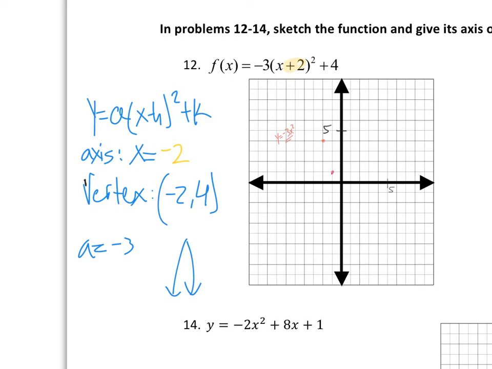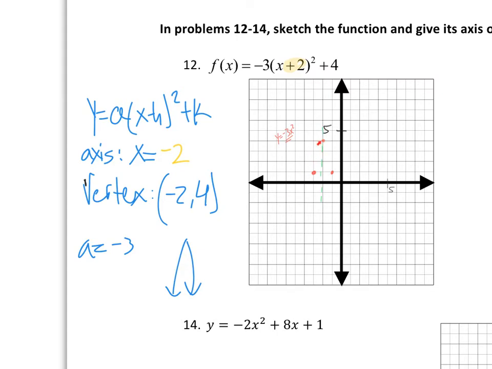We know our axis of symmetry is right through here. It goes through the vertex. It's a vertical line. And so across on the other side is a reflection point. All right, so now, if we want to find our next points, because 5 points is best. 5 points will give us good shape.